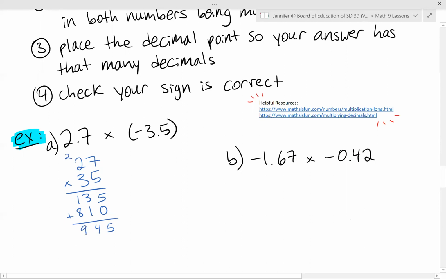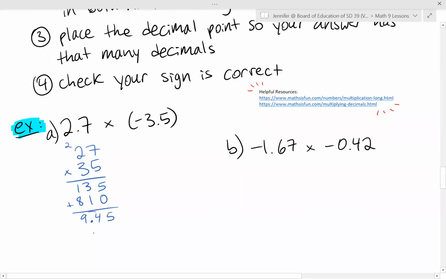And then we ask ourselves, where do we place the decimal? Well, in our original question, we have 1, 2 decimal places. So this is going to have 2 decimal places. So our final answer is 9.45. There you go. But I forgot, we have to make sure that our sign is correct. That's the last step. Since we had 1 positive and 1 negative, then that means that our final answer is going to be negative 9.45.